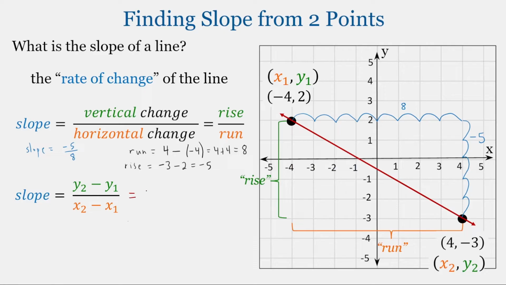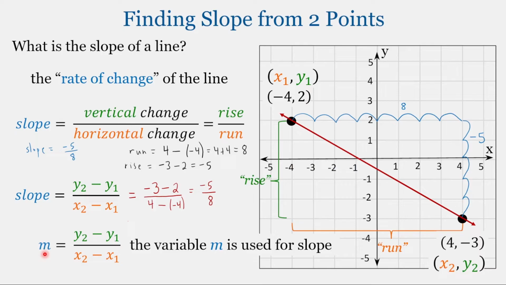So y sub 2 is -3 minus y sub 1 is 2, all over x sub 2 is 4 minus, then x sub 1 is -4. And this gives us -5 all over 8. The same value we got previously. Instead of writing the word slope, we're going to use the variable m, because the variable m is traditionally used for slope.